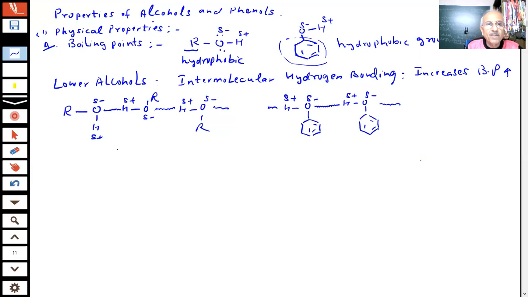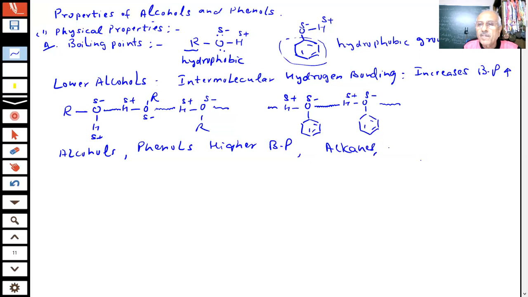In general, alcohols and phenols will have higher boiling points if we compare them with alkanes, or with ethers, or with haloalkanes or haloarenes. So this is important.